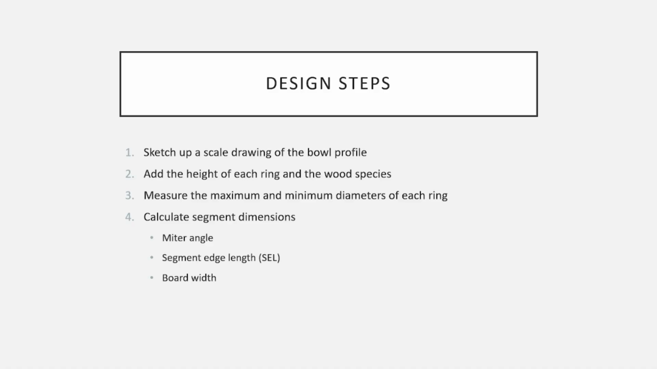Okay. All right. So the design is kind of boring, and I've got to walk you through it. So the steps that you go through, you're going to sketch up a scale drawing of the bowl profile that you want. Then you're going to add the height of each row, the ring, and the wood species that you want on those rings. Then you're going to measure the inside and the outside diameters on those. And then you're going to calculate the segment dimensions. There's a little bit of math there, just to warn you. You can avoid the math. I'll show you some ways to get around it. You basically let other people do it for you.